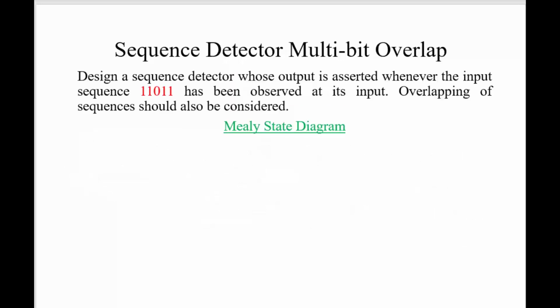Moving on to our next example, जो कि हमने एक design example ली है, which is a sequence 1 1 0 1 1. So it's a similar problem of a sequence detection, and overlapping sequences should also be considered. तो हम इसके लिए Mealy type state diagram सबसे पहले देखते हैं. This is a more complex problem than what we have experienced before, जो भी हमने पहले देखा है.